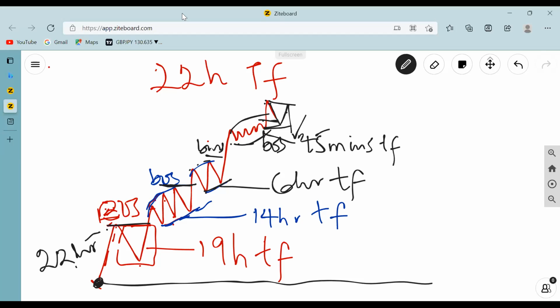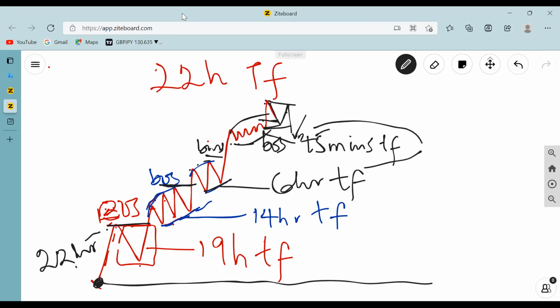Which structure do we break here? We broke 45-minute structure. This is the idea of time frame difference, which means the structure we broke here is 45-minute structure. So if we say that we broke 45-minute structure, let us understand that breaking 45-minute structure does not mean that you have broken 4-hour structure, does not mean that you have broken 2-hour structure, does not mean that you have broken 6-hour structure, especially in this example that we are using.